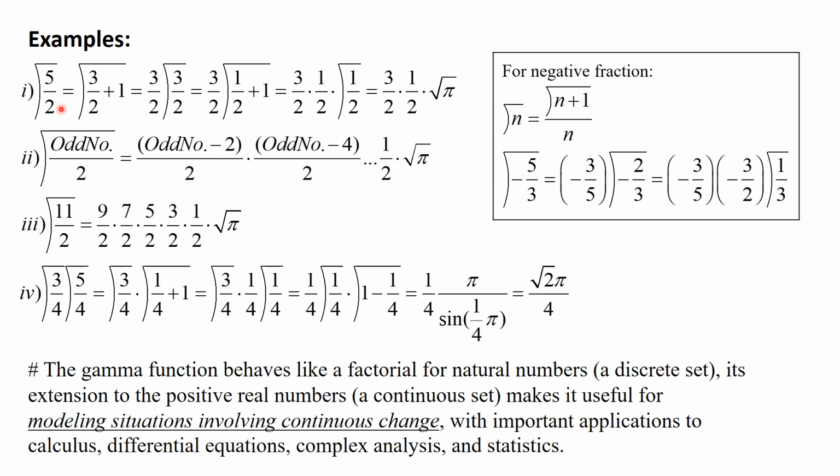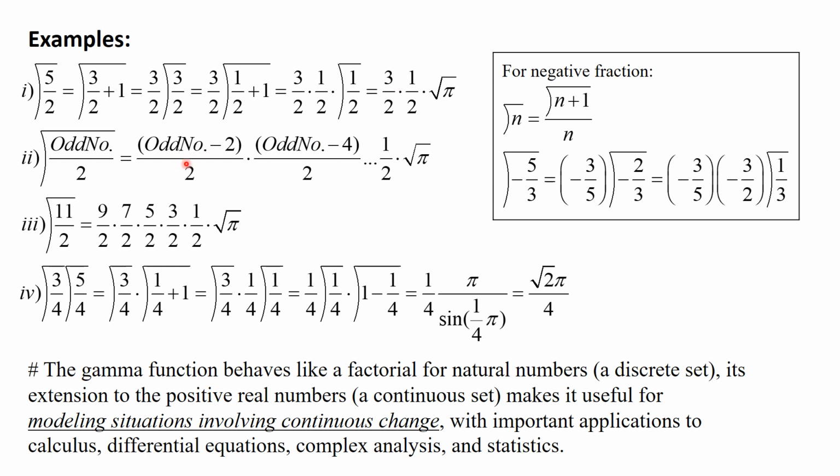So pi by 2 we can write as 3 by 2 plus 1, using the formula gamma of n plus 1 is equal to n gamma of n, where n is equal to 3 by 2. So 3 by 2 gamma of 3 by 2. Again rewriting 3 by 2 as 1 by 2 plus 1, and hence gamma of 1 by 2 plus 1 is 1 upon 2 into gamma of 1 by 2. Gamma half is root pi, and hence that is our value for gamma of pi by 2.